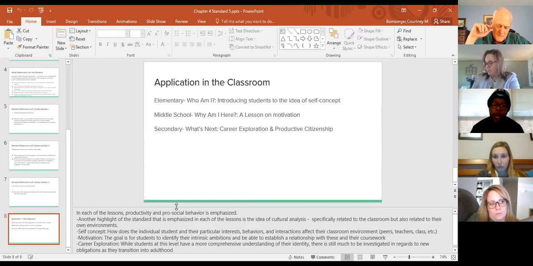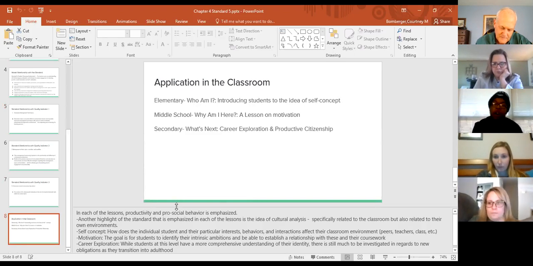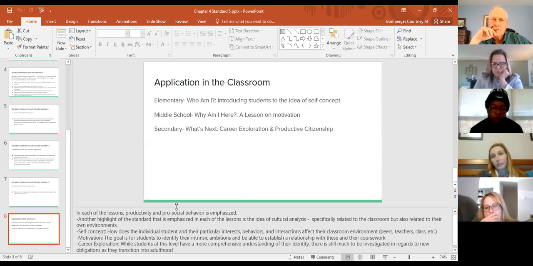Also with that, another highlight of the standard is that it emphasizes a cultural analysis, specifically related to the classroom, but also related to their own environments, meaning that by putting students in a situation where they have to analyze the things going on around them within a structured school setting, it promotes that behavior outside of the school setting too. So being able to analyze environments that are unsafe, or being able to recognize things that would make an environment unsafe. When you practice those things in the classroom, they're definitely going to be able to transfer over to other areas of their life.